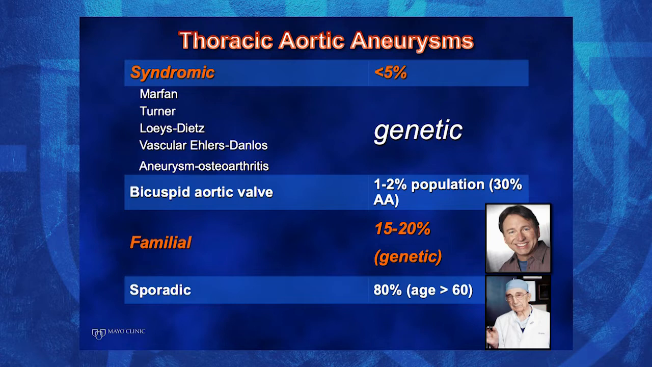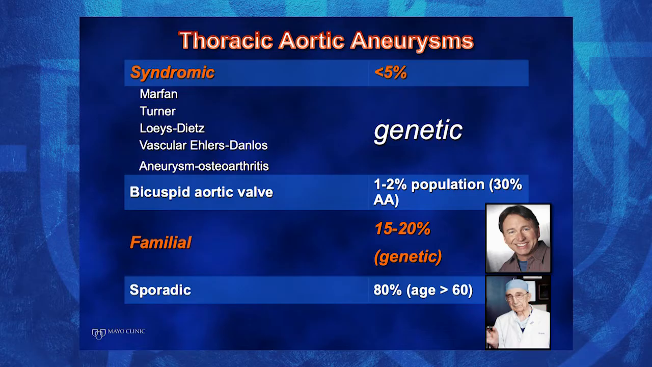The second one, as you can see there, is a bicuspid aortic valve. 1 to 2% of the general population have a bicuspid aortic valve. What do we mean by this? The aortic valve is that valve that is within the root of the aorta, and that aortic valve usually has 3 little doors, 3 cusps. People that have a bicuspid aortic valve instead of a tricuspid aortic valve have only 2 little flaps. And that is associated with aortic aneurysms in about 30%.